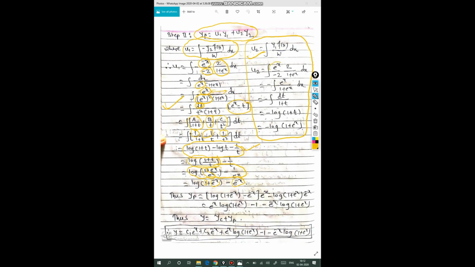So the y1 value is replaced, this is the value of W, this is f of x. Simplification is similar: e raised to x equal to t gives us dt upon 1 plus t. So integrating, this is the value of u2. Then u1 y1 plus u2 y2 is written, and it is simplified a little, and you get yp at the end. Then yc plus yp is the complete solution. It is a little lengthy example, but not so difficult. Practice is required, and definitely you can do it.